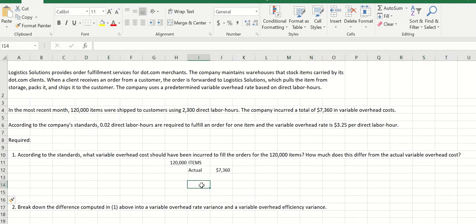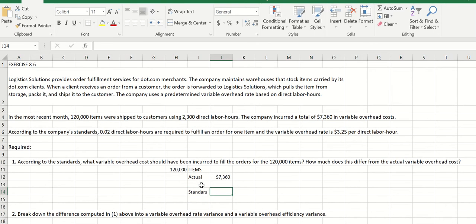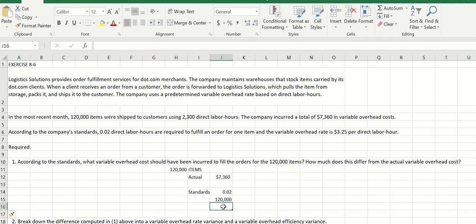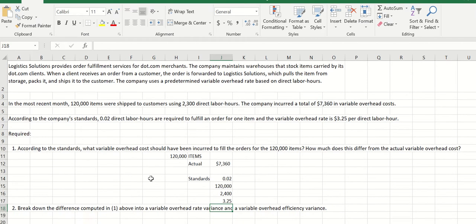They said that it was 0.02. Remember, I want to make this on a total basis, so I would have to multiply 0.02 direct labor hours per item. Remember, I'm making this many items. So how many direct labor hours am I going to need? I'm going to need 120,000 times 0.02. I'm going to need 2,400 direct labor hours.